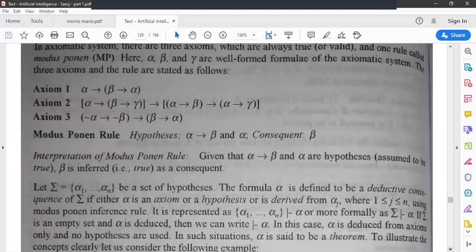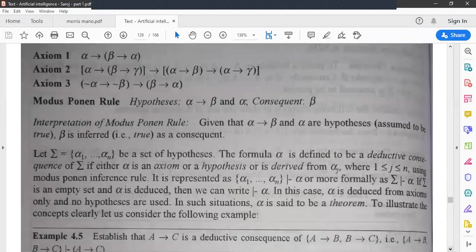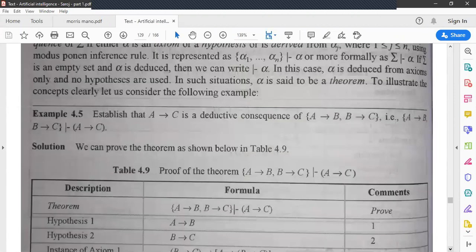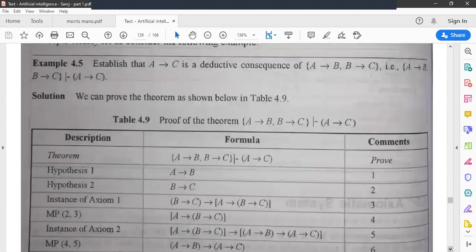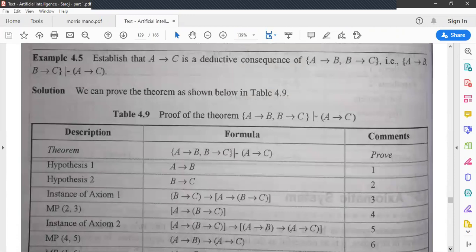So let us look at an example. You have this hypothesis alpha implies beta and alpha. So the result is the consequent, which is beta. Beta here is called a consequent. So if you find this type of formula, then you can just write beta in the result. If you have any doubt, you can raise your hand and ask me.